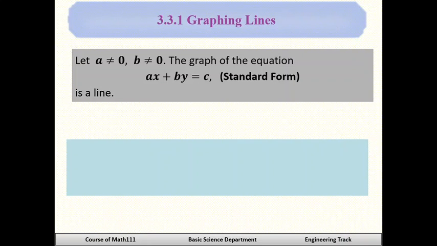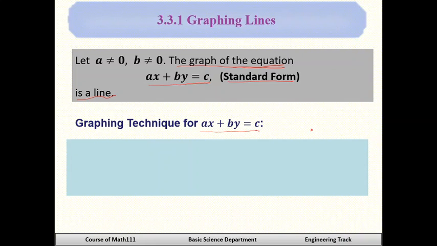The graph of the equation ax plus by equal to c, we call it standard form of a line. So the graph of such an equation is a line. So how can you graph such an equation here? We know it's a line, so we need only 2 points. If we have 2 points, we can directly draw a straight line.